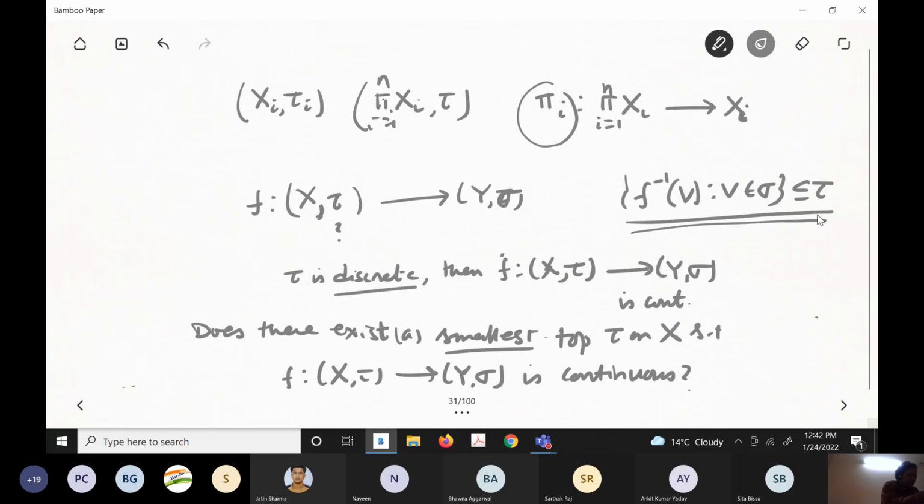But still you have not got the full answer, because you do not know about tau. Tau still can be discrete, the largest topology. The question is, does this collection on the left form a topology? Okay, that's the question.